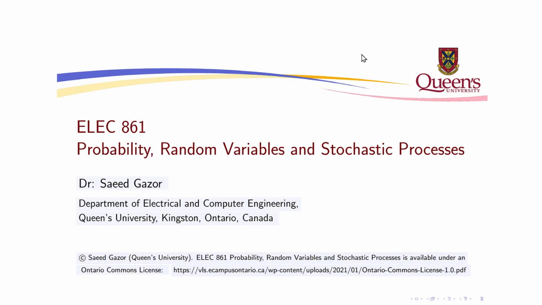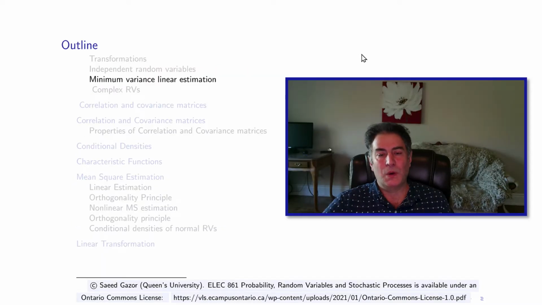In this chapter, basically, we have made some generalization and we have some examples. So all the concepts are in previous chapters. So in this example, we want to look at minimum variance linear estimation. Measurement errors, this is just an example.